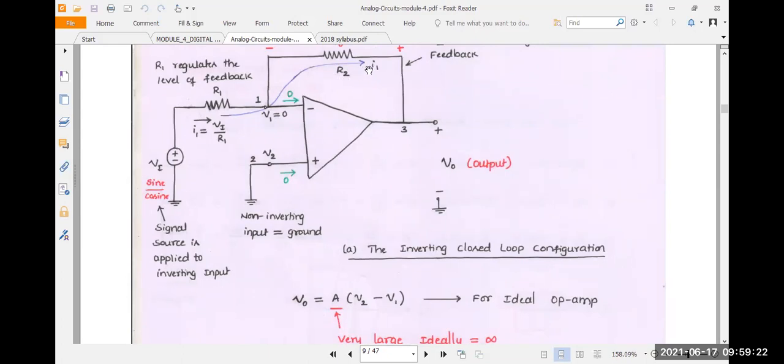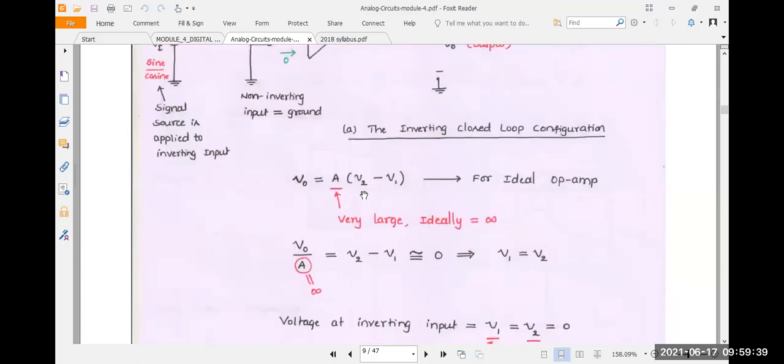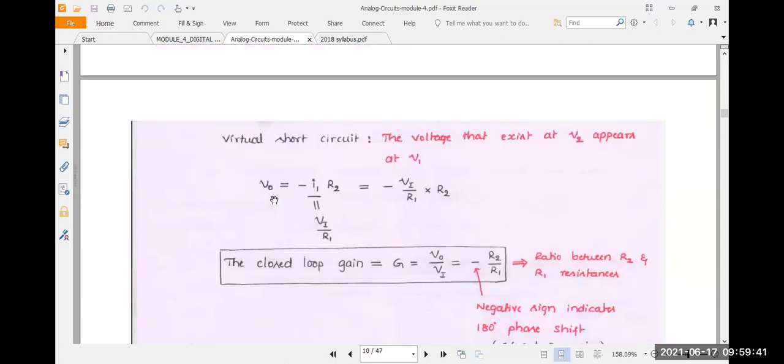Okay, current across the R2 resistance is I1. Then you take V0, the output voltage. You write it according to Ohm's law: V is equal to I into R. So now V0 is equal to I1 into R2. Same thing as given here. So V0 is equal to minus I1 into R2.